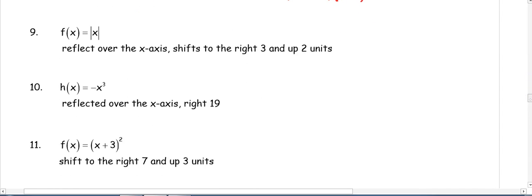Number 9, f of x equals the absolute value of x. So we're going to reflect over the x-axis, which means we're going to multiply by -1. We're going to shift right, which is minus 3, and up 2, which is plus 2. So we would have f of x equals -1. Now this time, instead of using parentheses, because we have absolute value bars, we're going to use that grouping symbol instead. x minus 3 to show we're going right, and then plus 2 on the outside.